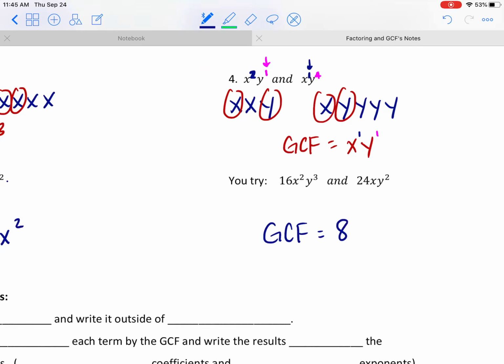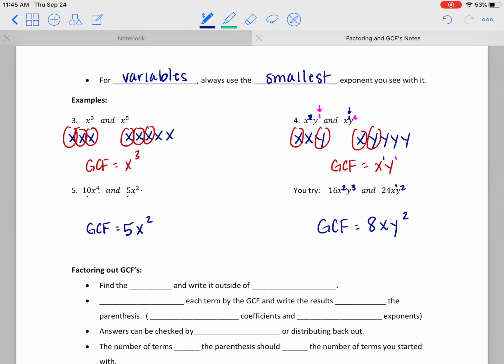Let's go 8, and then how many x's do the two terms have in common? Well, I've got 2 here, but only 1 here, so they have 1 x in common. And then how many y's? Well, there are 3 here, but only 2 here, so we're going to have a y squared in common. So our GCF is going to be 8xy squared. Okay? Hopefully, baby steps, we're feeling alright so far.